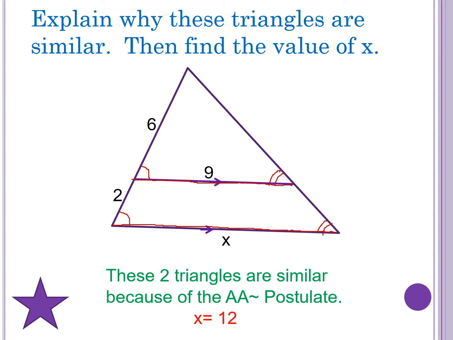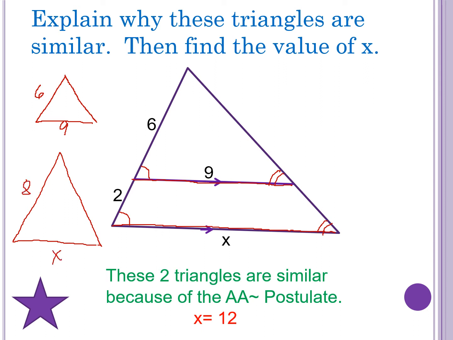Now, if we are to find the value of x, let us first separate the two triangles in order for us to better visualize them. So for the smaller triangle, this side measures 6, and then this measures 9. And then for the larger triangle, this side measures 6 plus 2, and that is 8. And then this is x.